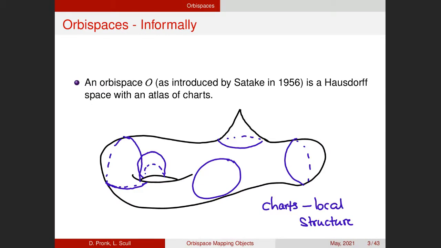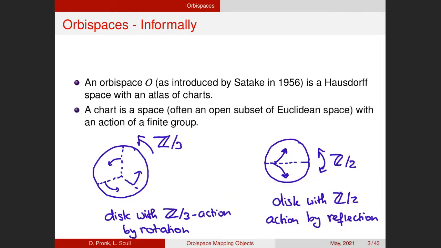So let's go have a look. So Orbispaces were originally introduced by Satake in 1956 as Hausdorff spaces. I think Satake asked that they have a couple of additional properties, but I'm just asking for Hausdorff spaces right now, with an atlas of charts that will describe the local structure. And so that local structure, as you can see in some of my charts here, can be nice and smooth, but it could also have some cone points, as in this chart here, and other features. So we'll go on to give some examples of that.